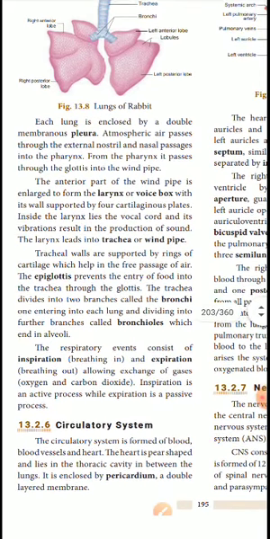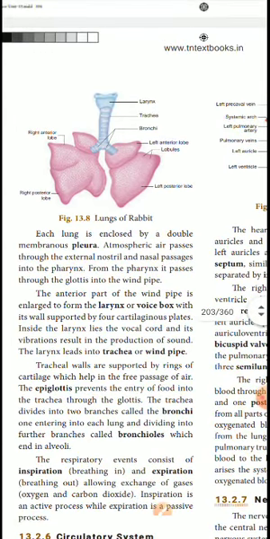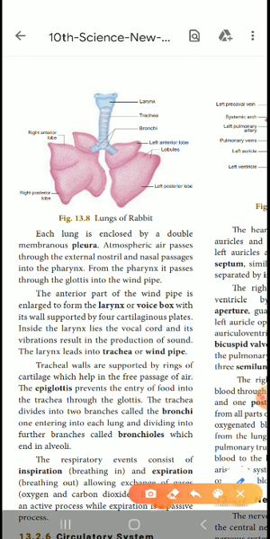The atmospheric air passes through the external nostril and nasal passage to the pharynx. So it passes through the glottis into the windpipe. This is the windpipe. In that way only it will be moving.